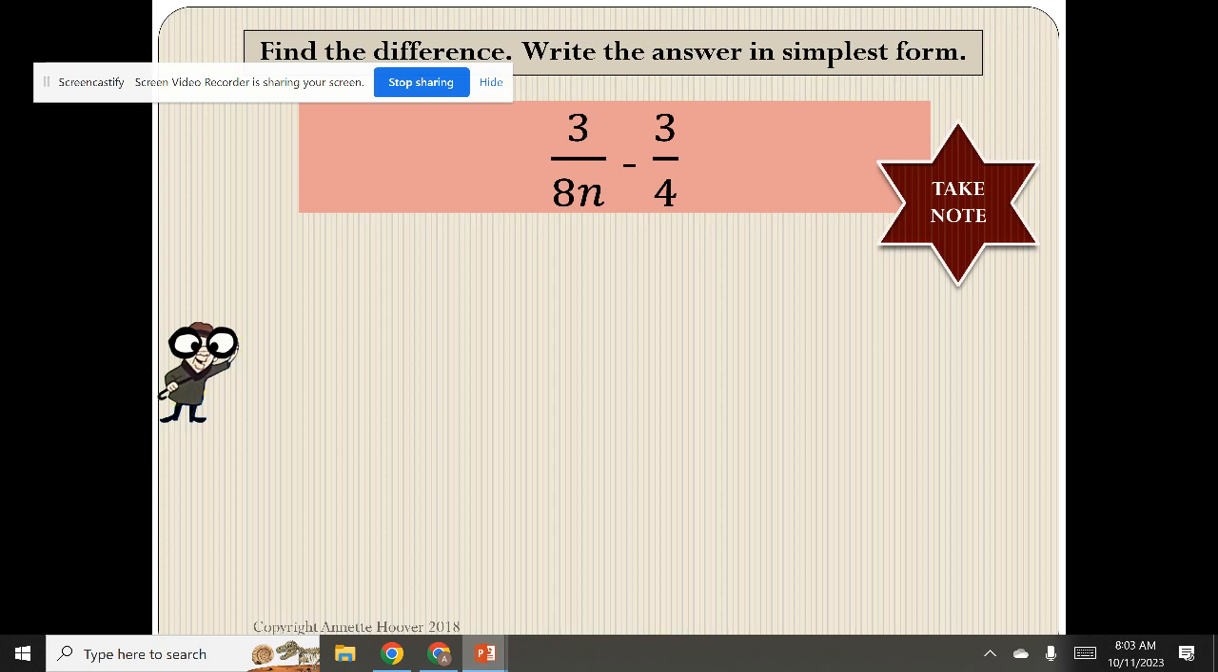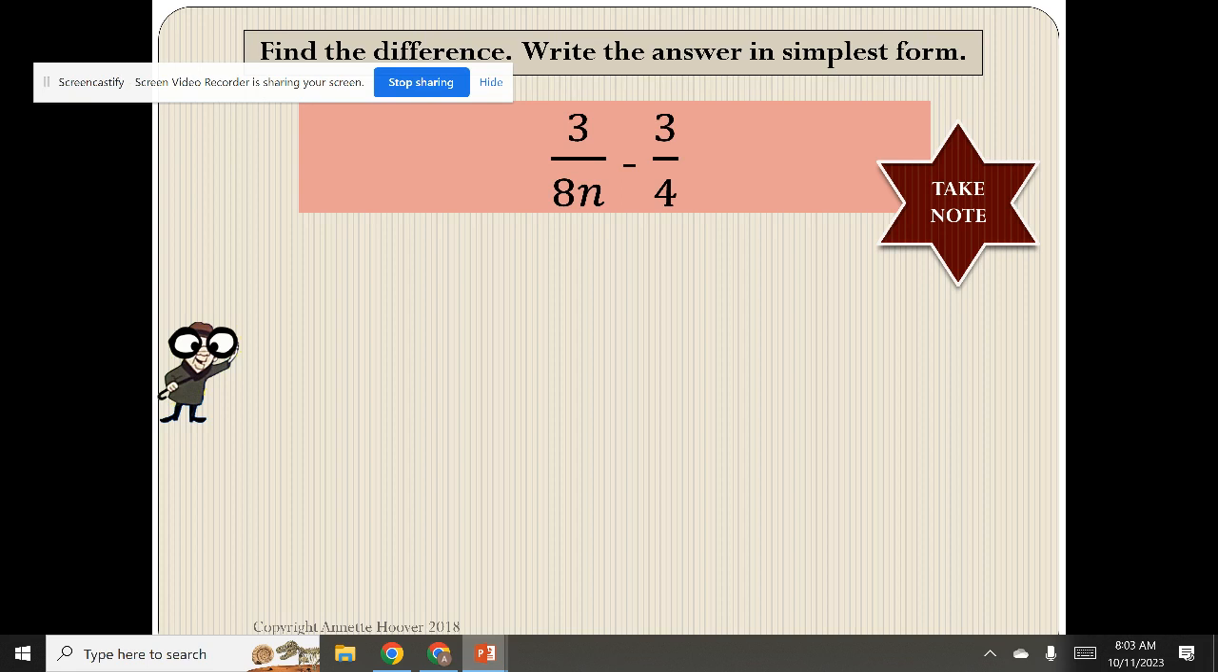So now I look at my first fraction. That's not erasing well. Here we go. What do we multiply 8n by to get 8n? Well, we didn't have to multiply it by anything, so we still have the 3. Now, 4, but our denominator is 8n.